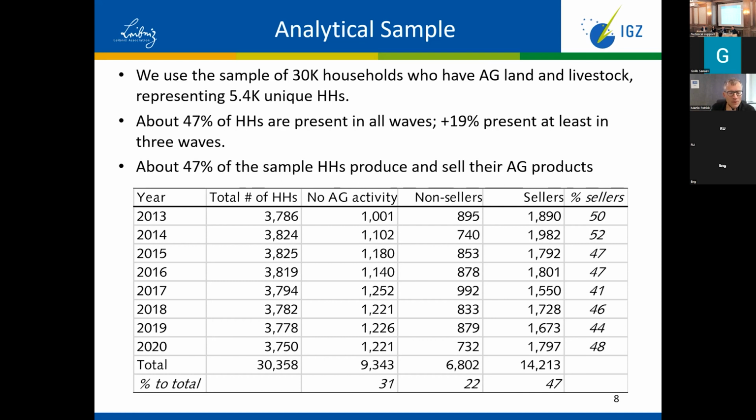So totally it's about 3.8. And we divide them into 3 groups. Living in rural areas doesn't mean they engage in agriculture. So there is quite a share of households who don't do much agriculture. There is more or less a self-subsistence group, non-sellers, and there are sellers, who are about half of our total analytical sample. And this is what we use to analyze and see what's going on.